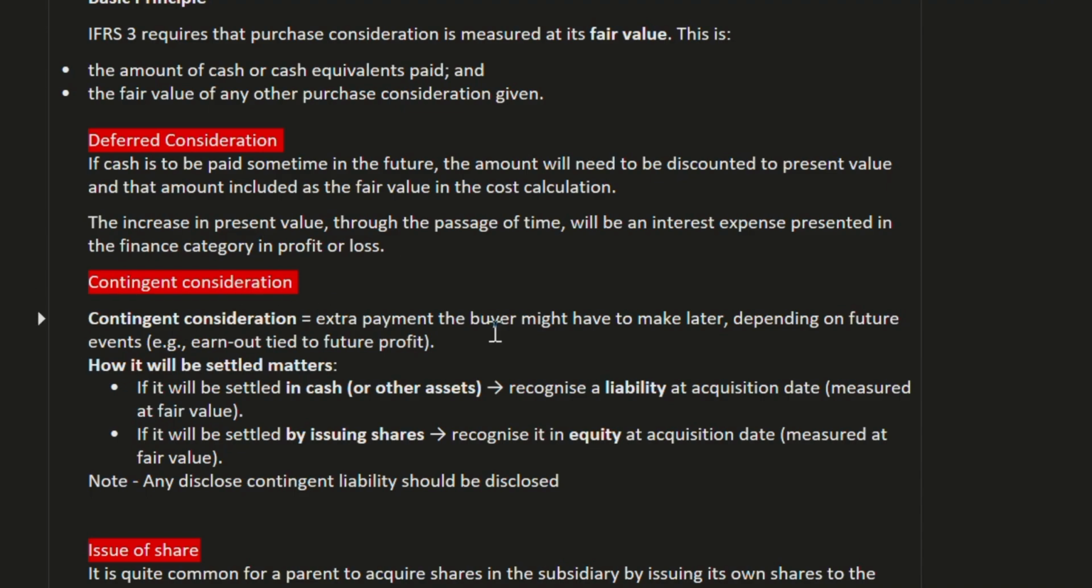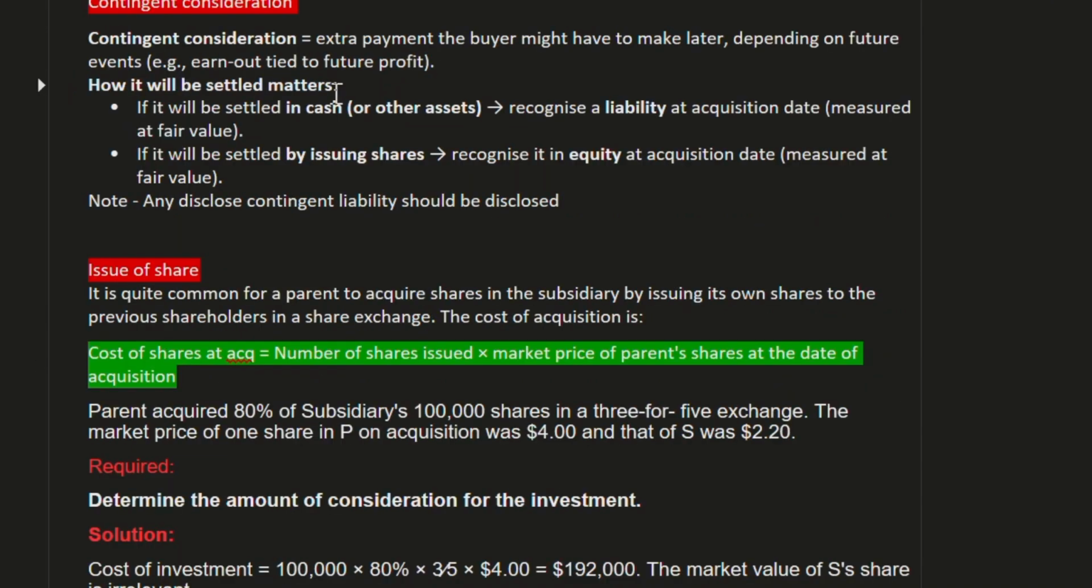Contingent consideration: extra payment the buyer might have to make later depending on a future event. Example, earn-out, right to future profit. How it will be settled matters. If it will be settled in cash or other asset, recognize a liability at acquisition date measured at fair value. If it will be settled by using shares, then recognize it in equity at acquisition date measured at fair value. Any contingent liability should be disclosed. So if we have any contingent liability, we need to disclose it.